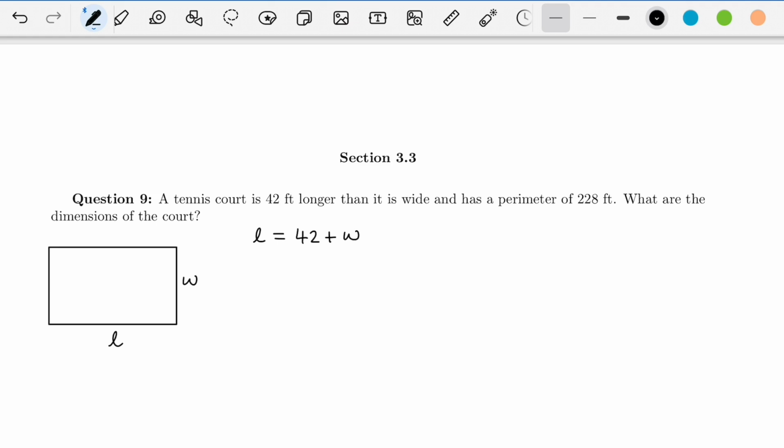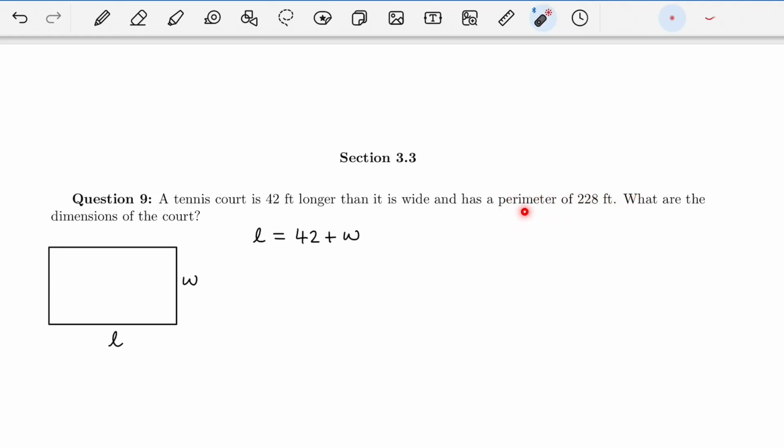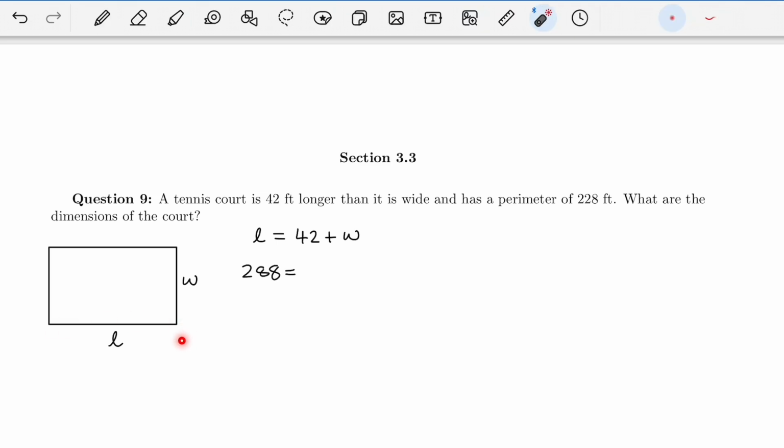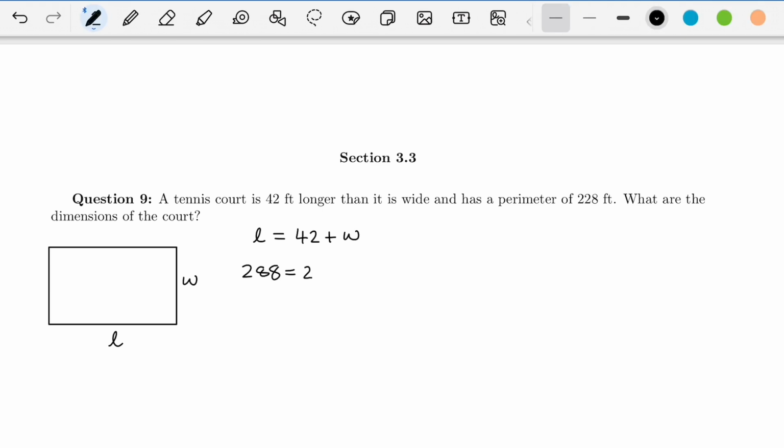Now our second piece of information here is that it has a perimeter of 228 feet. Well, we know that the perimeter, so 228 feet, is going to be equal to length plus width plus length plus width. So we can also write that as 2 times our length plus 2 times our width. So this will be equal to 2L plus 2W.